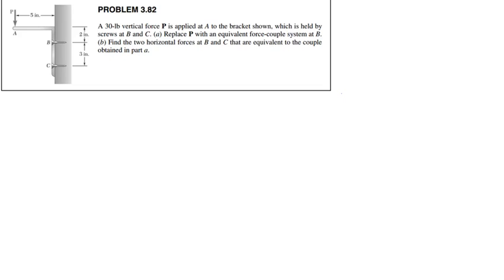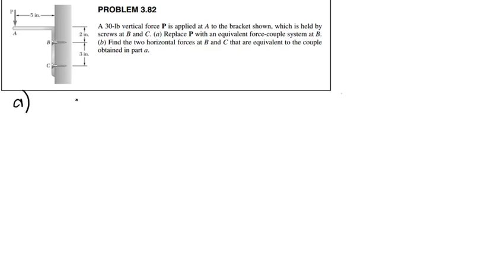Let's look at this here. A 30-pound vertical force P is applied at A to the bracket shown, which is held by screws at B and C. Part A, replace P with an equivalent force couple system at B. And then Part B, find two horizontal forces at B and C that are equivalent to the couple obtained in Part A. So we want to obtain an equivalent force couple system.